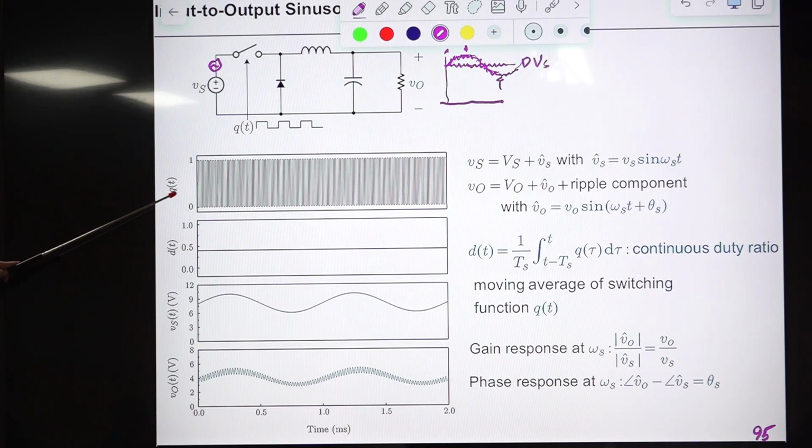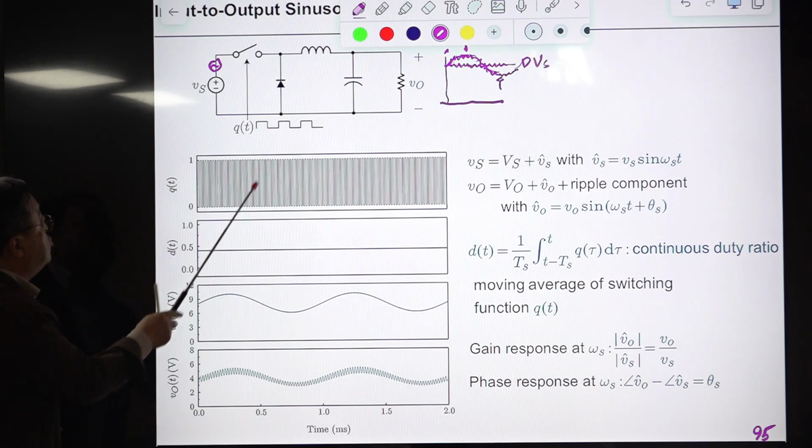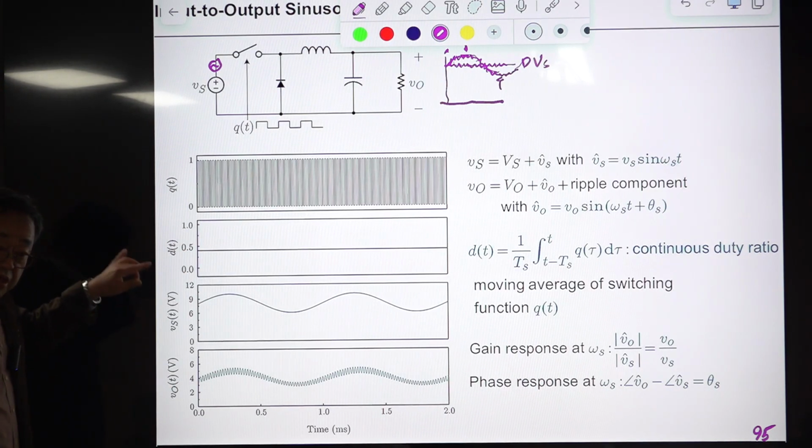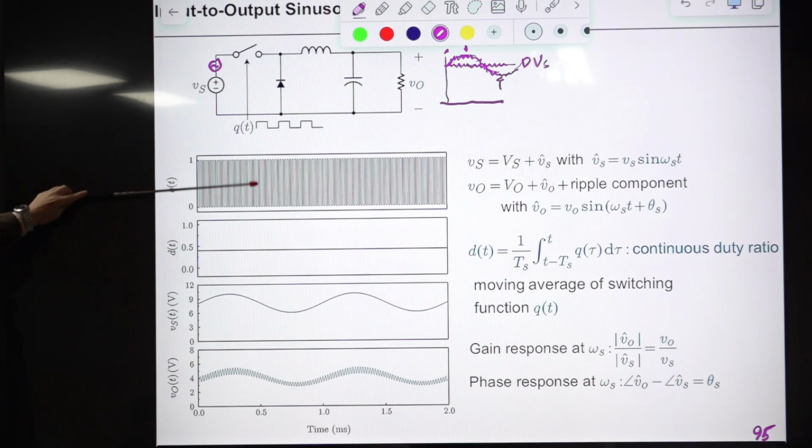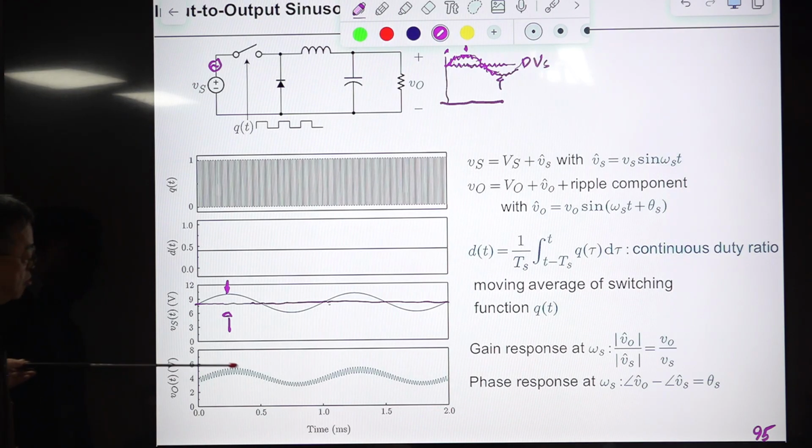This is a switch drive signal. When this Qt is 1, the switch is turned on. When Qt is 0, then the switch is turned off. This is periodic with identical duty ratio for each and every switching period, so this is constant. But for this input voltage, the average value was DC. This is our previous assumption. But on top of that, you have some sinusoidal component. Then our voltage will be like this.